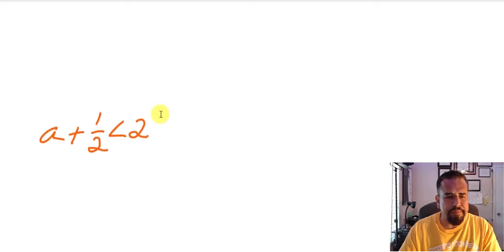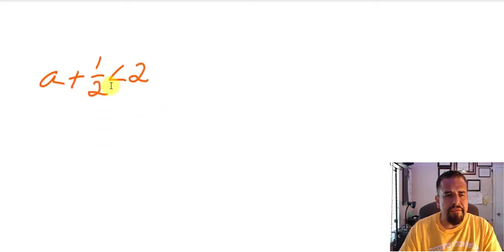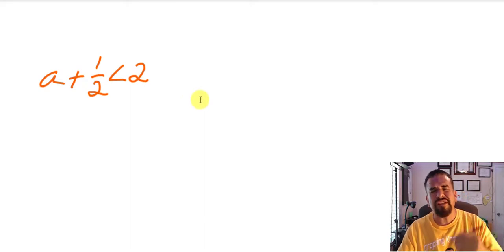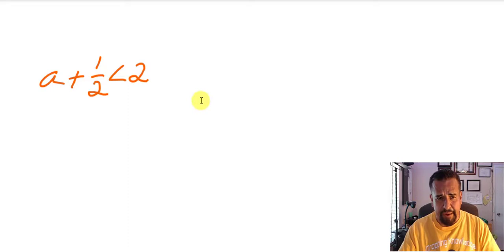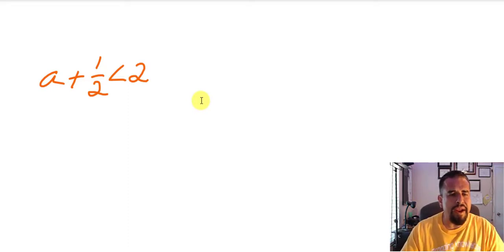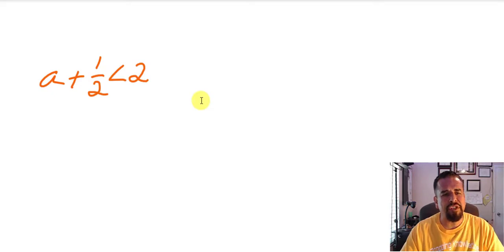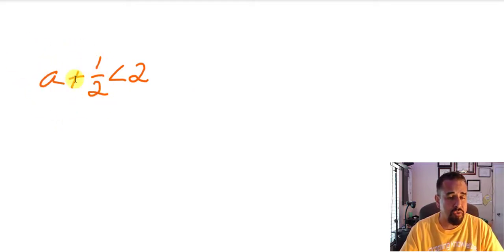What I want you to do is focus, and on this one, I want you to use just common sense. We're not going to go through the process of finding common denominators. Let me show you what I'm talking about. Right now we have a plus 1 over 2, or half, is less than 2. So this whole value right here has to be less than 2.